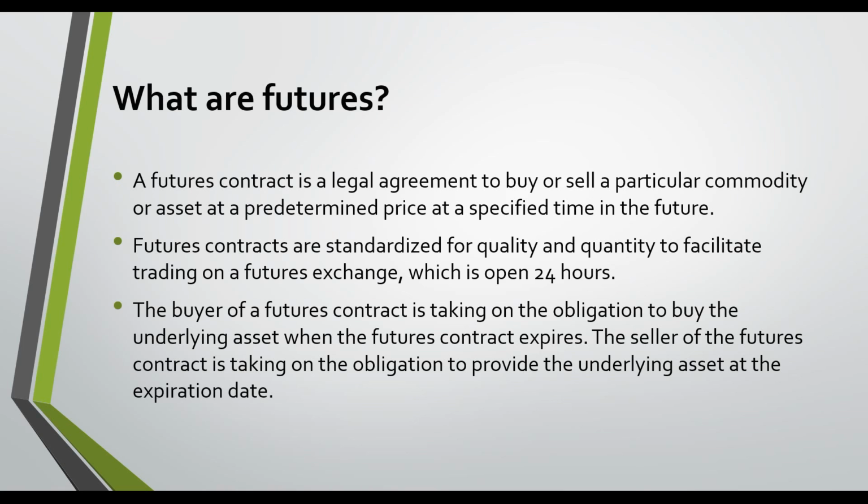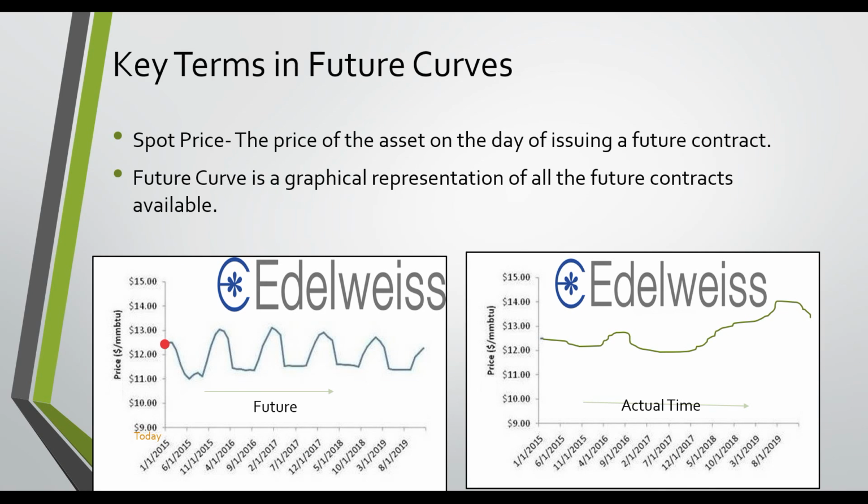Now, with the understanding of what futures are, let us move on to the futures curve. A futures curve is a graphical representation of all the futures contracts available on a single day. The spot price is the price of the asset on the day of issuing a futures contract.